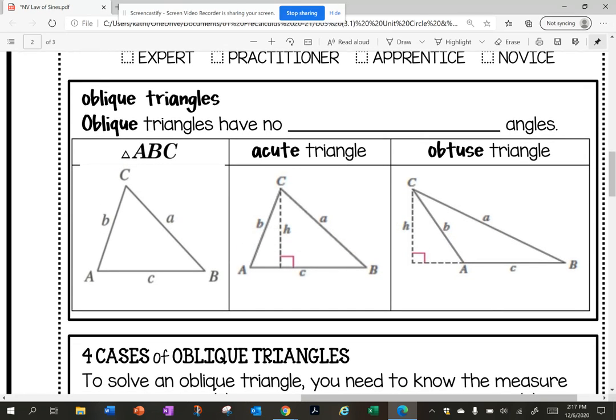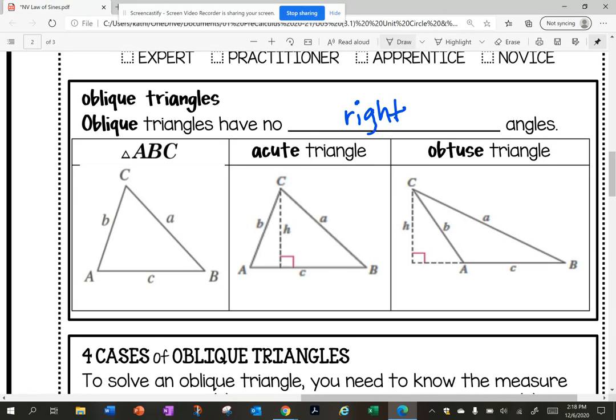All right, first let's just review what is an oblique triangle. An oblique triangle is a triangle that has no right angles. So that includes both acute triangles and obtuse triangles. And as a reminder, each vertex of my triangle is represented by a point, which is a capital letter, and the sides across from the angles match the vertex, but in a lowercase letter.